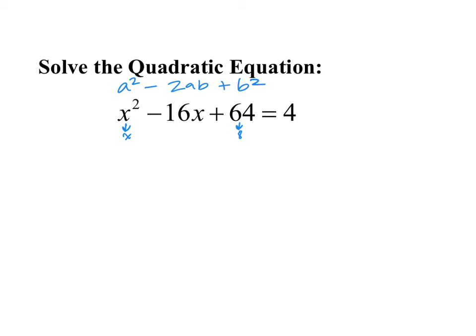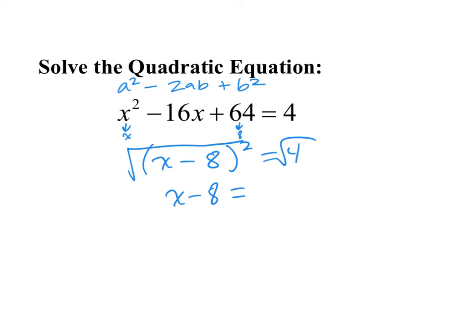So since it's a perfect square, there is a binomial that we can square to get it, and that binomial would be x minus 8 quantity squared. That's a skill you would have practiced in your Algebra 1 class. Okay, so now we can solve this quadratic equation by taking the square root of both sides. So on the left we would get x minus 8, and on the right the square root of 4 is plus or minus 2.